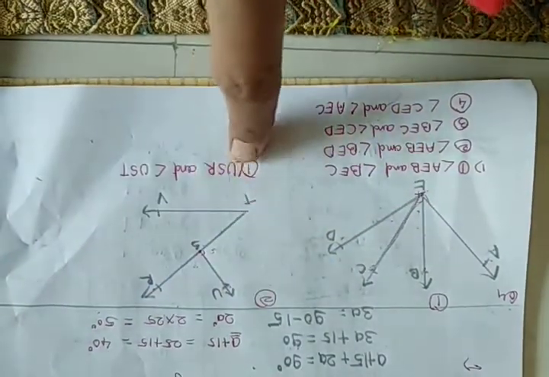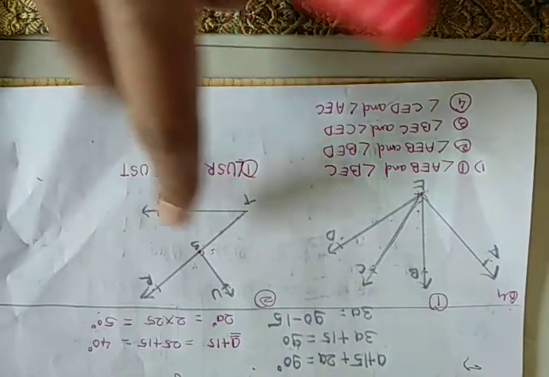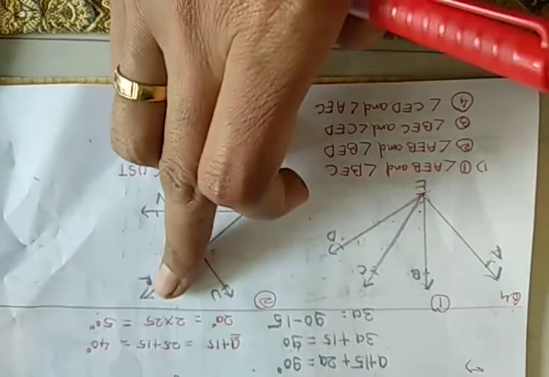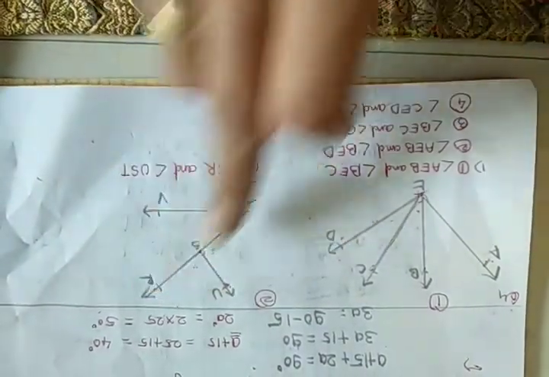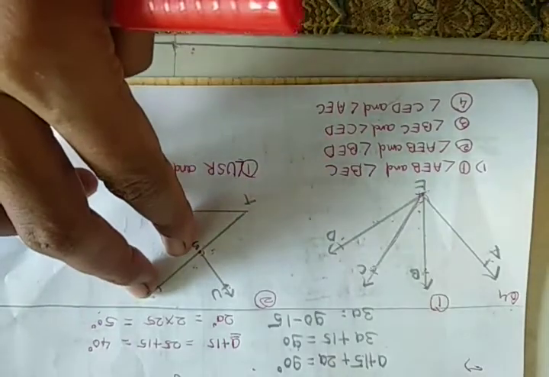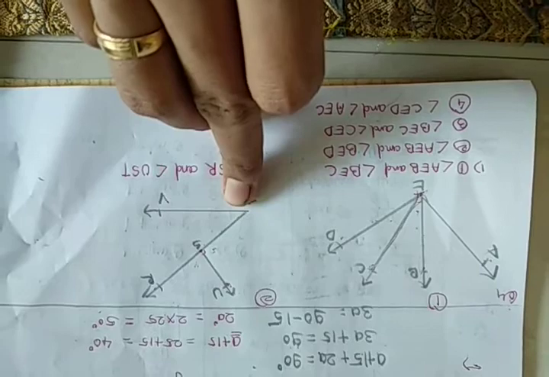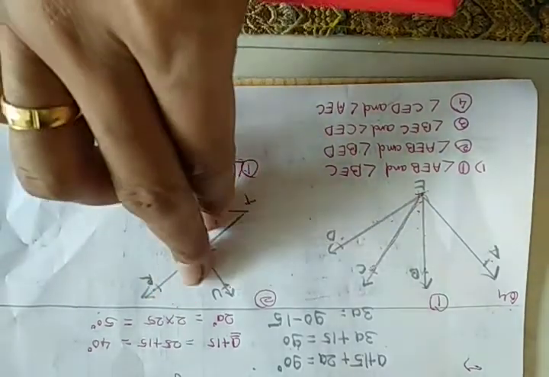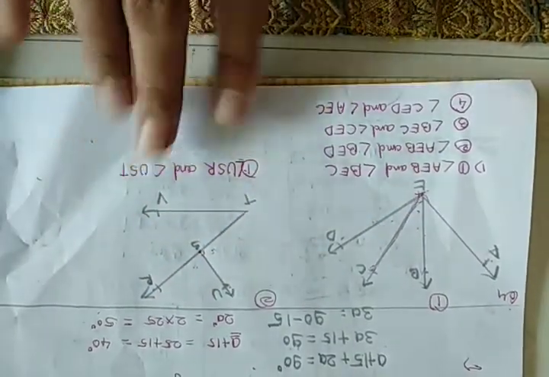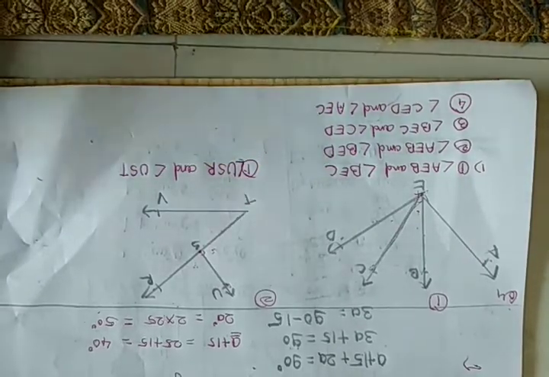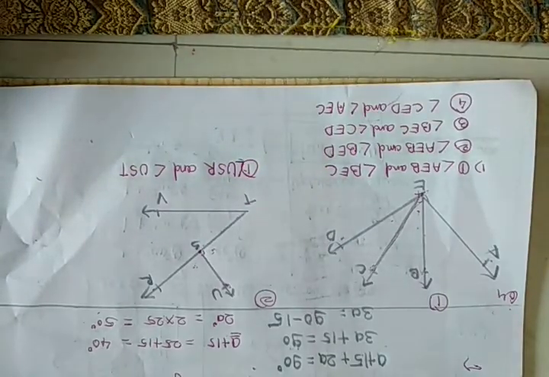In this figure, only one pair is the adjacent angle. See here, angle RSU and angle RTV. This SR is a common arm, but there is no common vertex, so these two are not adjacent angle. So in this figure only one pair is there of adjacent angle.